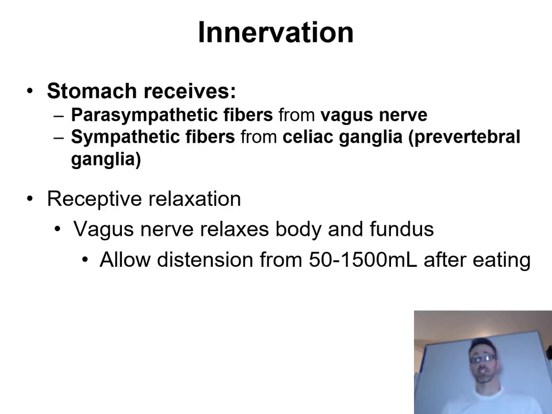The stomach, in terms of its innervation, receives parasympathetic and sympathetic innervation. And as you might guess from their function, the parasympathetic is via the vagus nerve, which can act to increase its activity and digestive ability. And sympathetic would act via the celiac ganglia, which is a prevertebral ganglia, and act to sort of inhibit or slow down the stomach digestive activity. Receptive relaxation was what I mentioned in the previous slide. It allows it to relax and hold on to a lot of food.